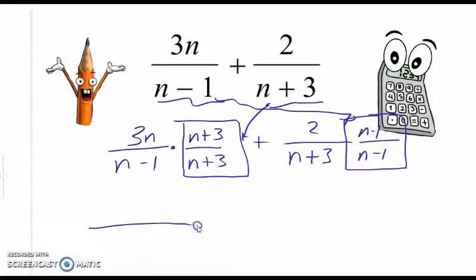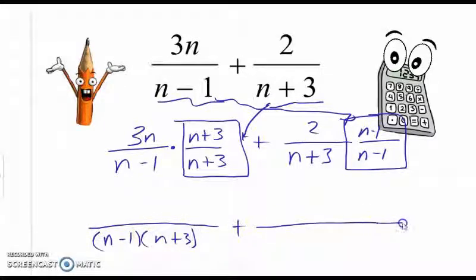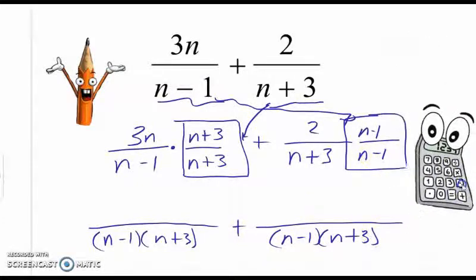Alright, after we bring them over to both sides, what we're going to do is put in parentheses n minus 1 and n plus 3 to make that our final denominator on both sides so they match. So on the right side, n minus 1, n plus 3, this is our final denominator. Now they're like, which makes me very happy.